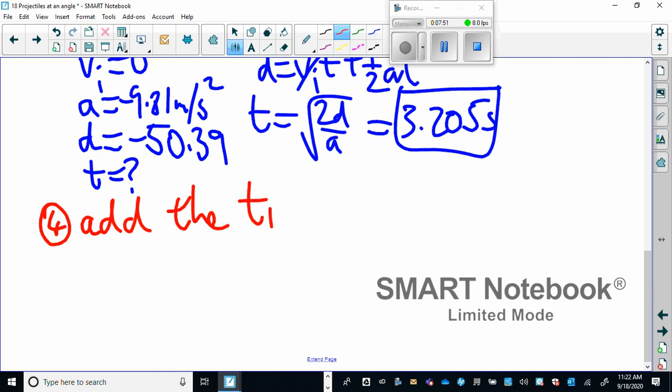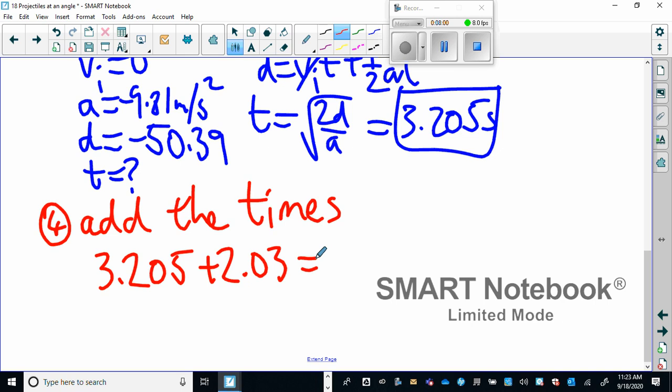Add the times, so that would be 3.205 plus 2.03, and that gives us 5.24 seconds. That's the answer to the question.